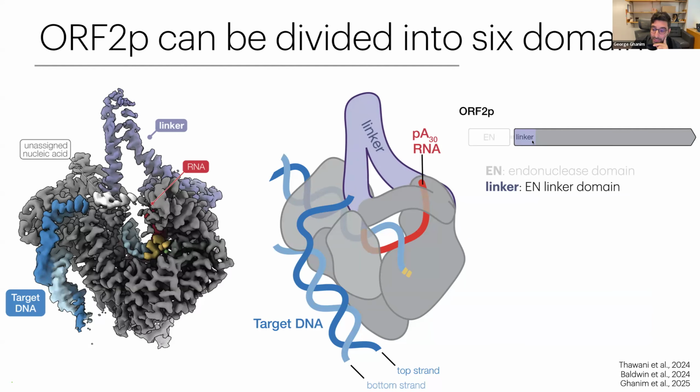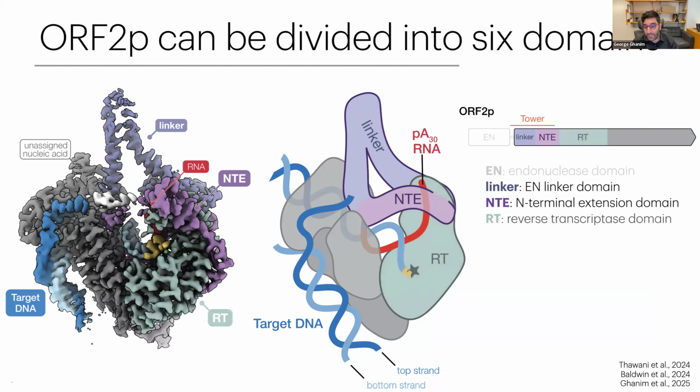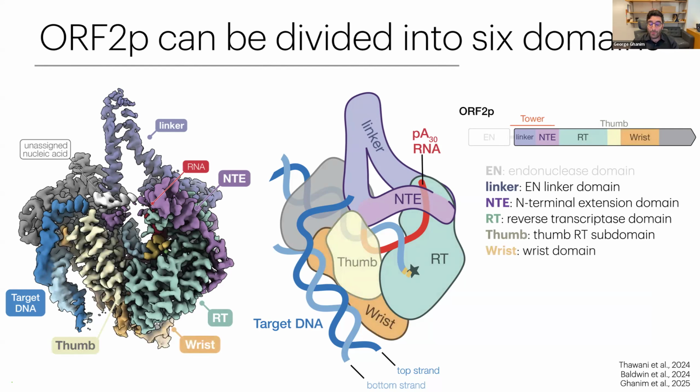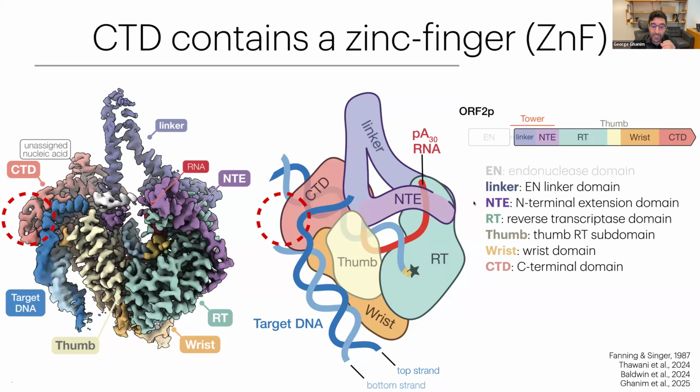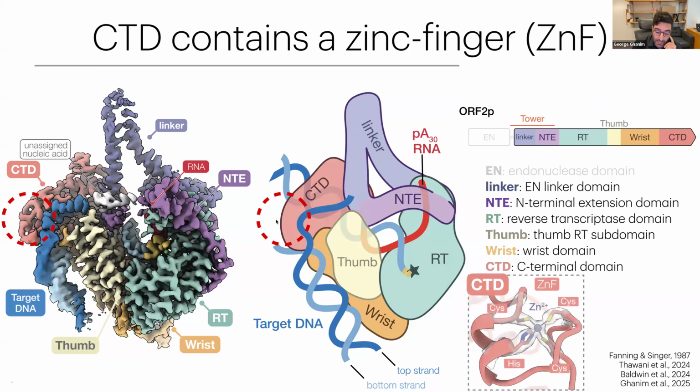Next is what is called the EN linker domain, which we'll just refer to as linker. This is followed by the N-terminal extension domain, or NTE. And collectively, these have also been referred to as the tower domain. This is followed by the RT domain, or reverse transcriptase domain, the thumb subdomain, the wrist domain, and then finally what is called the CTD, or C-terminal domain. And within the CTD, we see clear coordination of a zinc ion by a zinc finger.